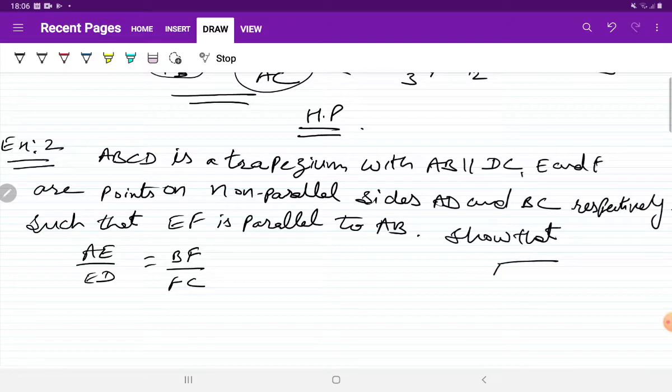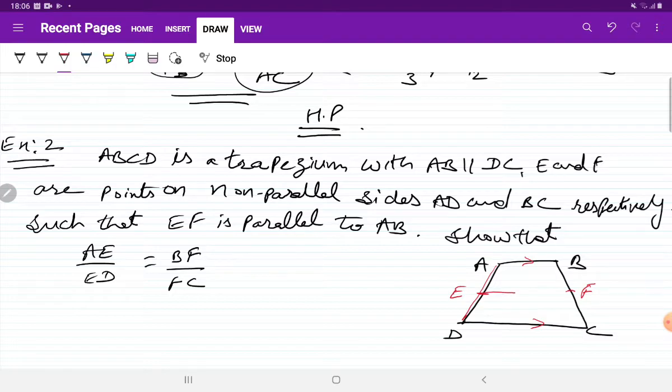ABCD is a trapezium. So just make a trapezium ABCD. A, B is here, C and D. ABCD is a trapezium with AB parallel to CD. E and F are the points on non-parallel sides. These two sides are the non-parallel sides. So here I am taking E and here I am taking F. Which sides? AD and BC. Such that EF is parallel to, join EF, EF is parallel to AB.